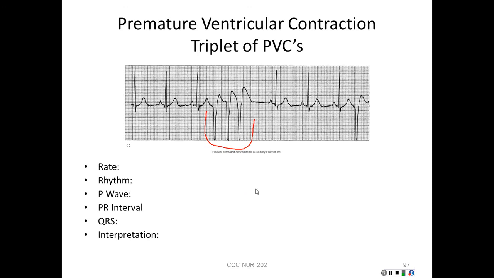Other drugs you may see is called lidocaine. Lidocaine is a drug that's been around for a long time, and some physicians still like lidocaine because they're comfortable with it and have used it for many years.